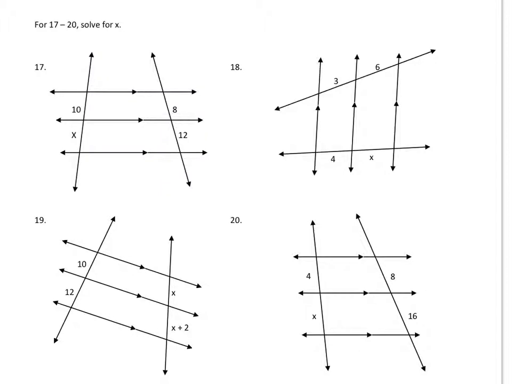This is a case where I have 3 parallel lines cut by 2 transversals. So these are some of my favorite questions again. What I see is what I write. 10 over x equals 8 over 12. Sorry, that's a 12, guys. So I'm going to multiply across, and I get 8x equals 120. And if you divide by 8 on both sides, you'll get that x equals 15.